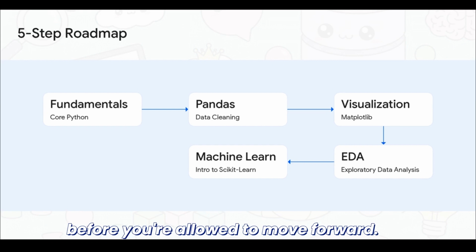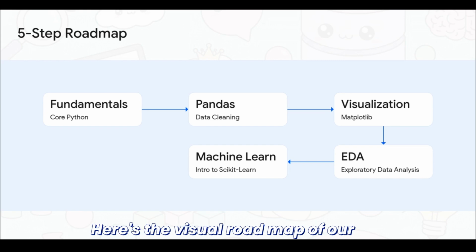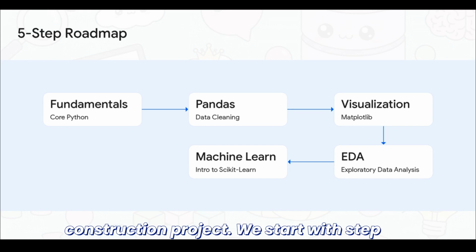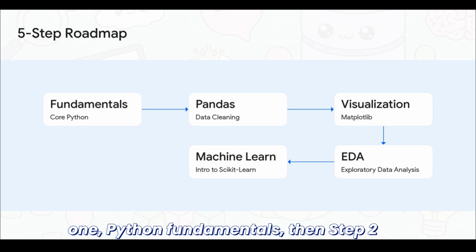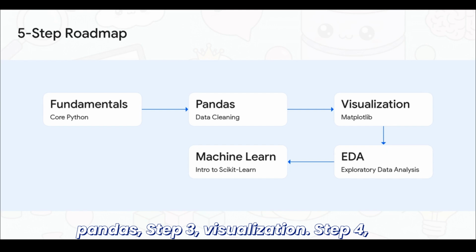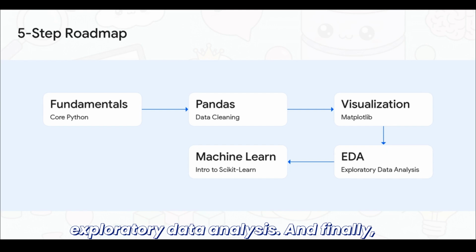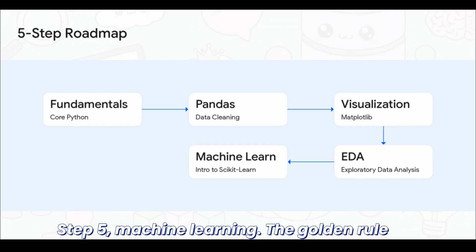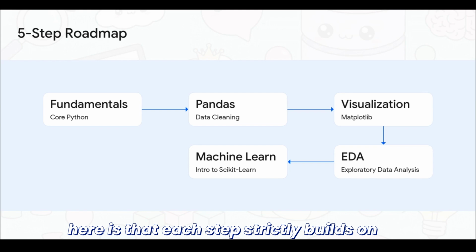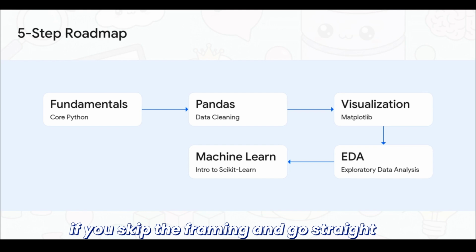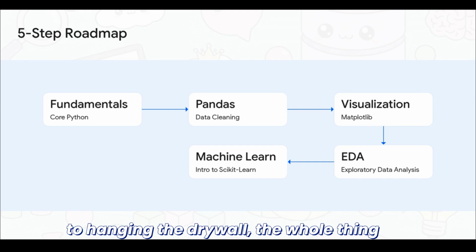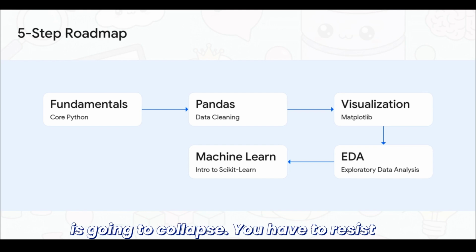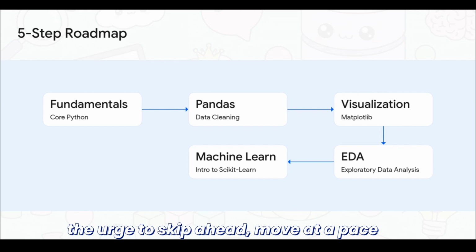Here's the visual roadmap of our construction project. We start with Step 1, Python Fundamentals. Then Step 2, Pandas. Step 3, Visualization. Step 4, Exploratory Data Analysis. And finally, Step 5, Machine Learning. The golden rule here is that each step strictly builds on the last one. Just like building a house, if you skip the framing and go straight to hanging the drywall, the whole thing is going to collapse. You have to resist the urge to skip ahead. Move at a pace that allows you to actually construct things.